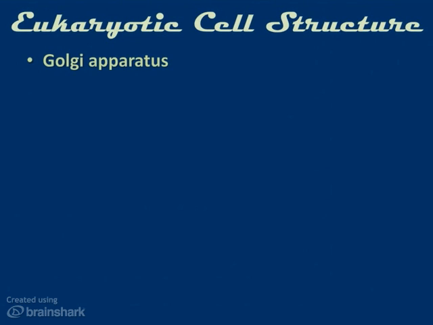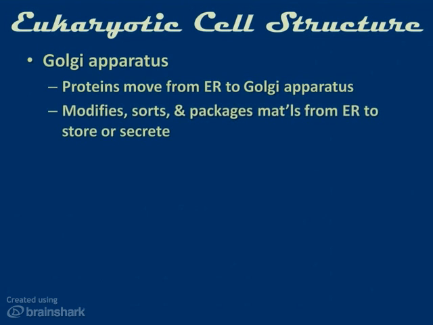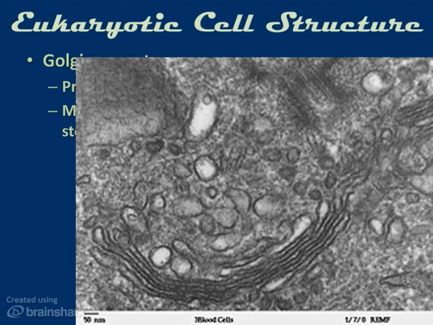As we continue to follow this assembly line, we move on to the Golgi apparatus, named after its discoverer, Camillo Golgi. Easily identifiable in a cell, looking like what I think is a stack of pancakes and located next to the ER, proteins move from the endoplasmic reticulum to the Golgi apparatus to be modified, sorted, and packaged, either for storage or secretion outside the cell. The Golgi apparatus is like a customization shop, putting the finishing touches on proteins before they leave the factory.